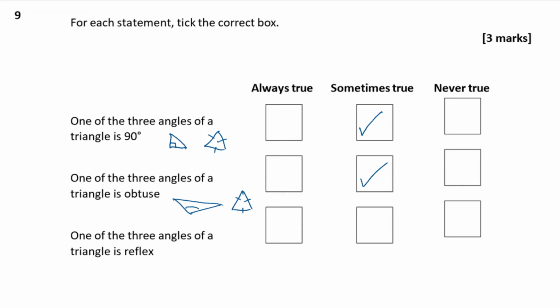And then one of the 3 angles of a triangle is reflex. Not sure that's going to work, is it? Because if I have an angle like that, then the only way I can join up those 2 lines together is here, and that doesn't work, does it? I can't join them up around like that. So that is never true. Can't have a reflex angle in a triangle. They only add up to 180, isn't it? A reflex angle starts at 180, so you can't have 200 and something adding up to 180. It doesn't work. So that one is never true.